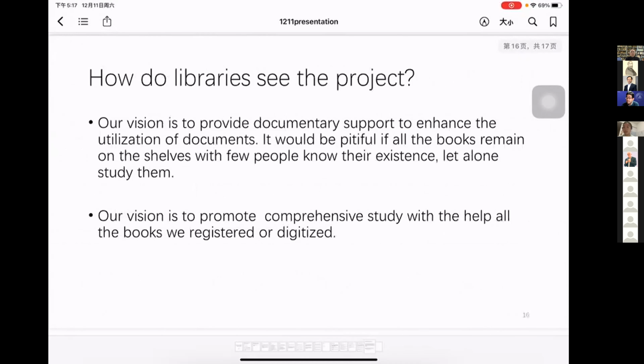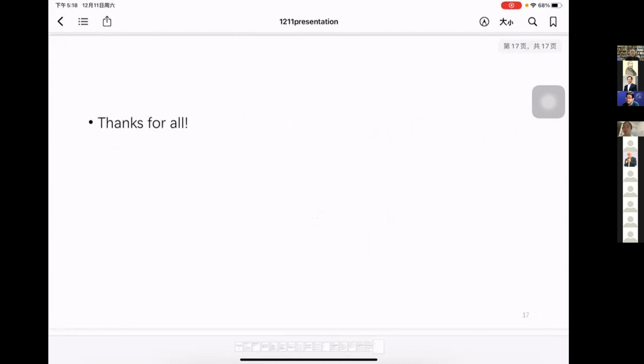And in my last slide, I would like to talk about our visions. Vision one is to provide documentary support to enhance the utilization of documents. It would be such a pity if all the books remain on the shelves with few people knowing their existence, let alone studying them. And our vision two is to promote comprehensive study with the help of all the books we registered or digitized. That's all for my presentation.